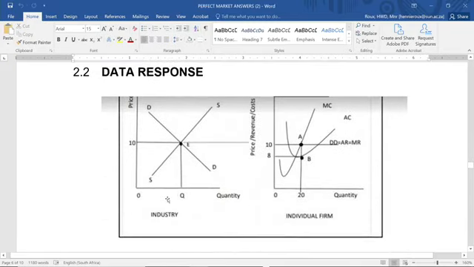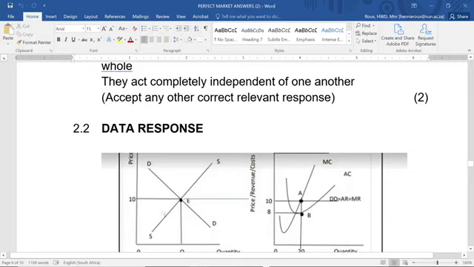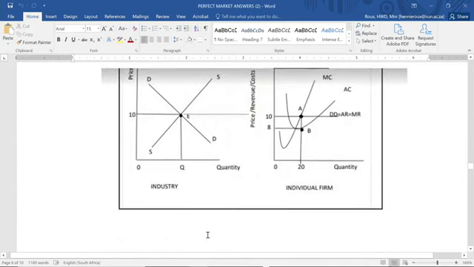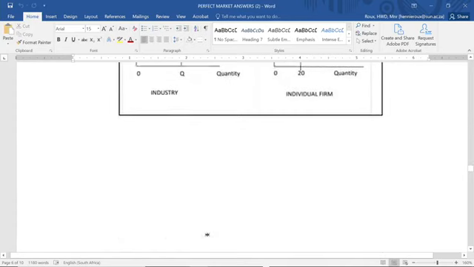Right, question 2.2 is once again a data response question where you were given these 2 graphs and then you had some questions based on the graphs, right? Once again, there's our industry graph and our individual firm. Right, let's look at the questions asked.